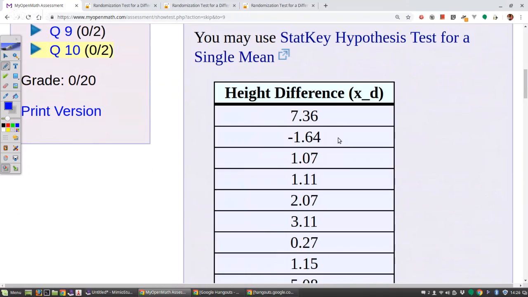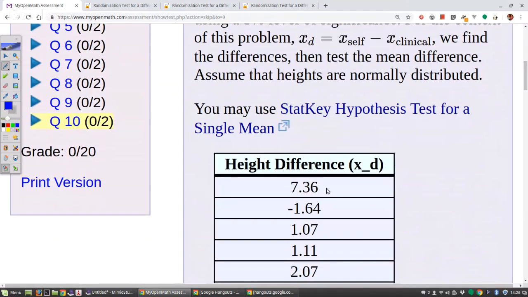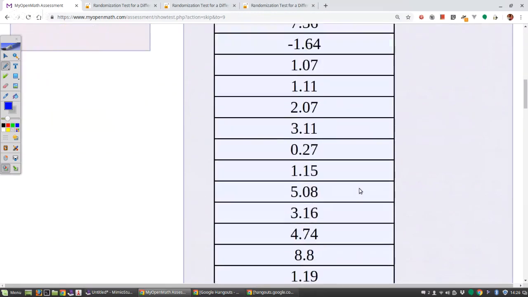And so I have a bunch of measurements here. These are given in centimeters. So somebody didn't think they were 7 inches taller than they were. They thought they were 7 centimeters taller. So I need the difference to make this happen here.